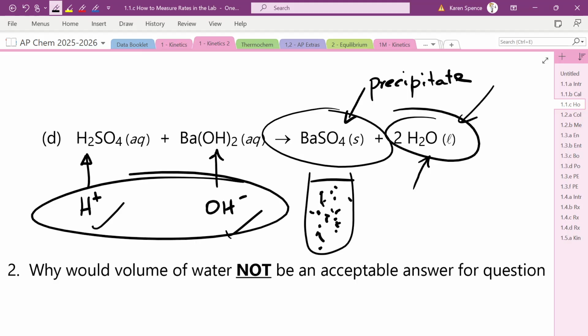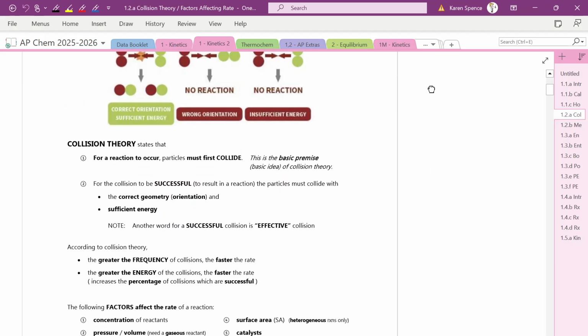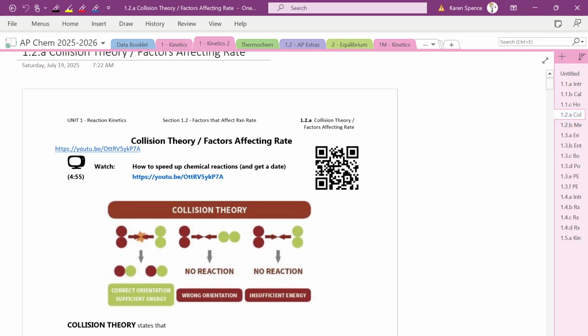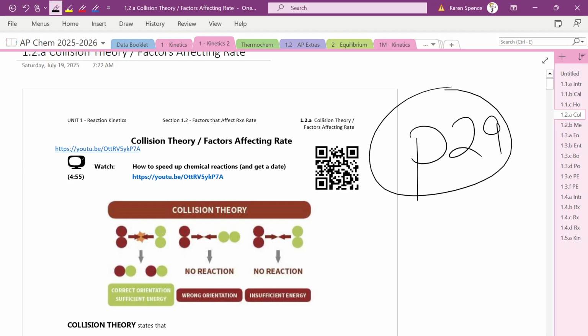No? Okay. In that case, we are going to move on to 1.2a. This is on page 29. And this is the rest of what is going to be on your quiz. And we're going to start by watching a little video.